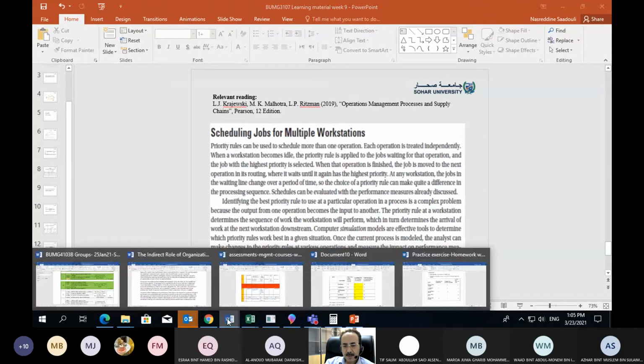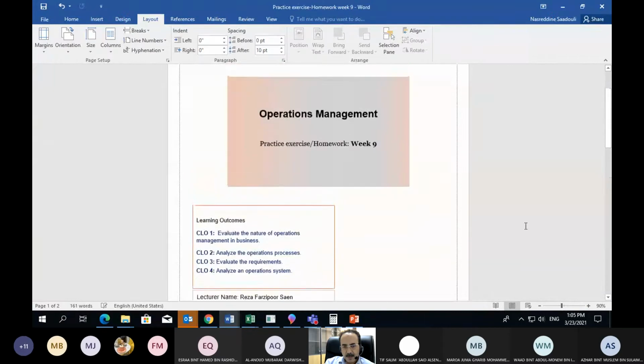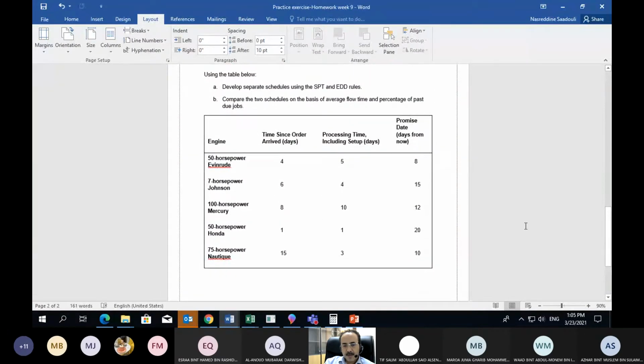Now the exercise is this one. This is week 9. So this is the question that we have. Again, it's very similar to the one that you have seen in the lecture, with obviously different values and so on. Develop separate schedules using the shortest processing time and the earliest due date rules. Compare the two schedules on the basis of two things: average flow time and percentage of past due jobs.